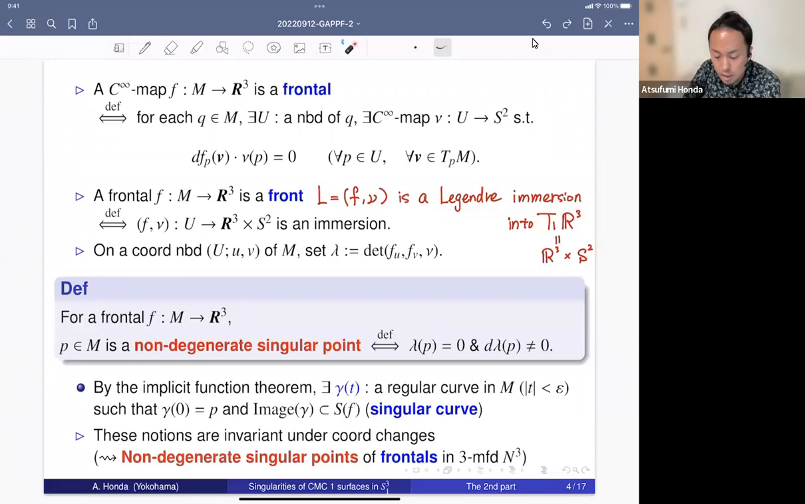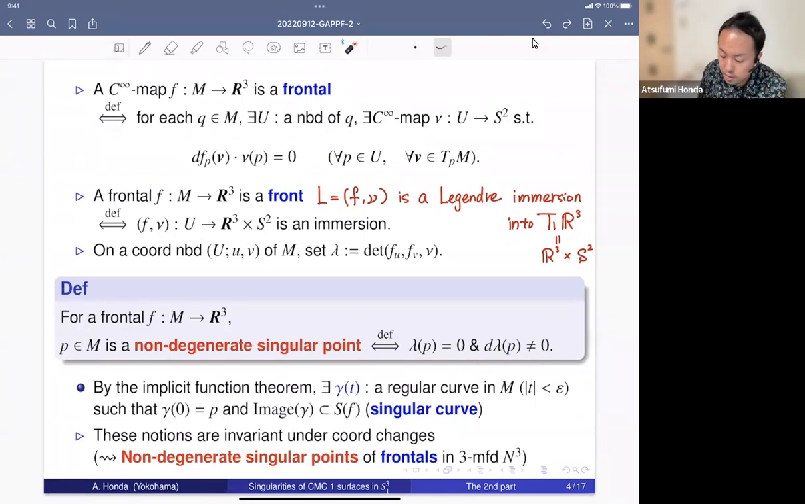Anyway, for frontals or fronts, we can define this function lambda in this way, the determinant of this 3×3 matrix, where u, v are local coordinates of M. Then, for a frontal F, a singular point P is said to be a non-degenerate singular point if P is a zero of this function lambda, and the exterior derivative of lambda at P does not vanish.